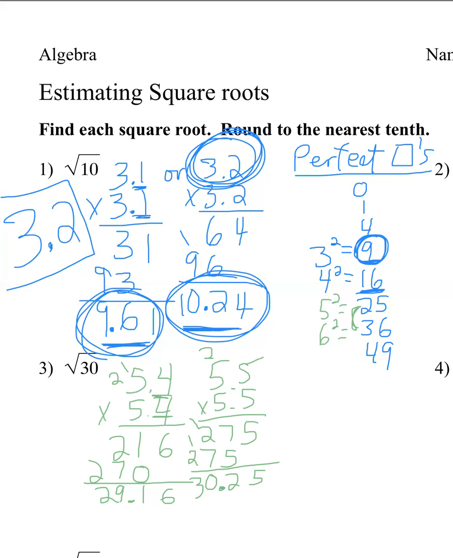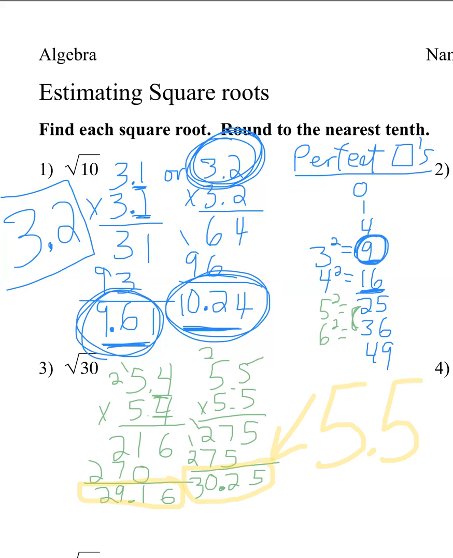So now I just need to ask myself, okay, think about it like money again. I'm trying to get to $30. I have one of them that's $29.16, and the other that's $30.25. So who is actually closer to 30? And hopefully you're agreeing with me that 30.25 is closer, which means that 5.5 is my correct answer here, my best estimate to the nearest tenth.